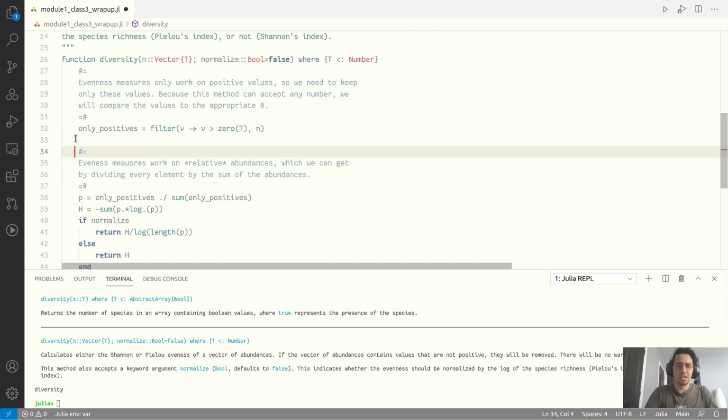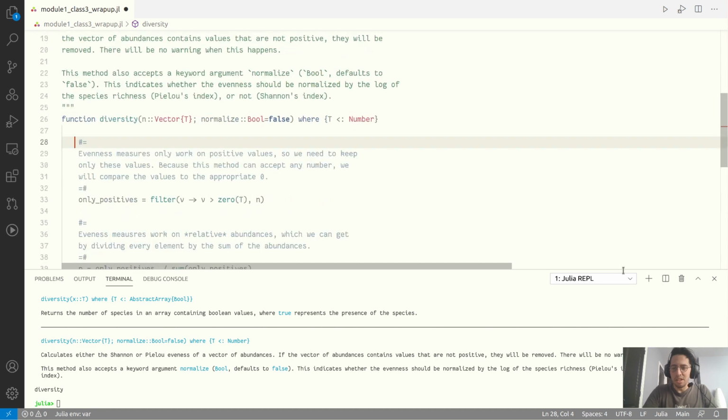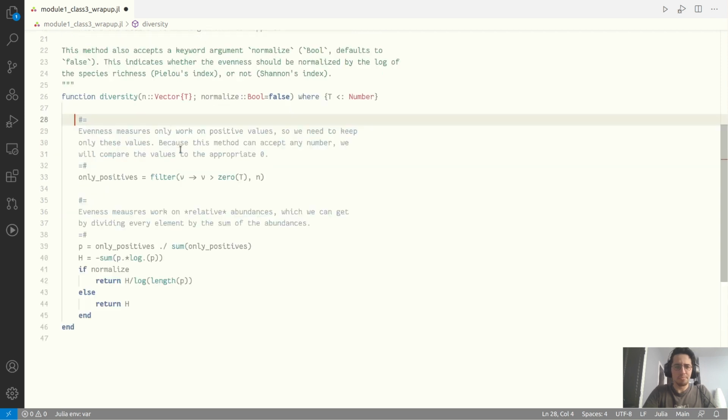Let's just give the code some breathing room. Here, we don't need the terminal at this point. I'm going to close it. Yeah, probably. Okay.